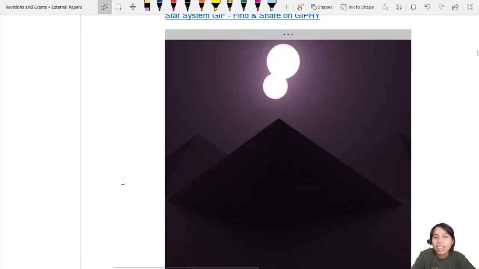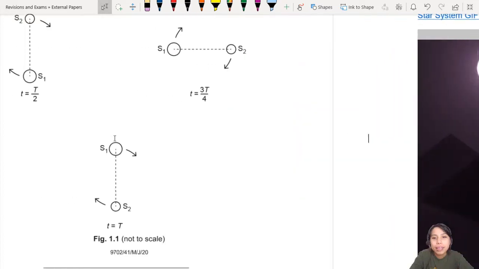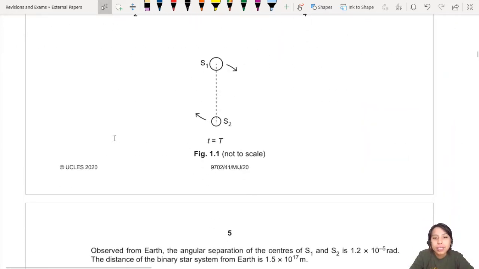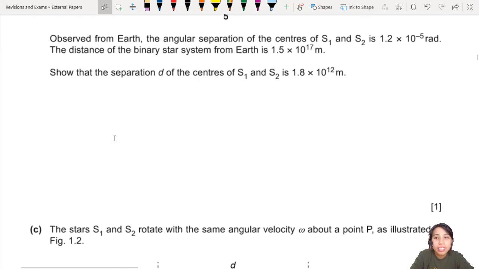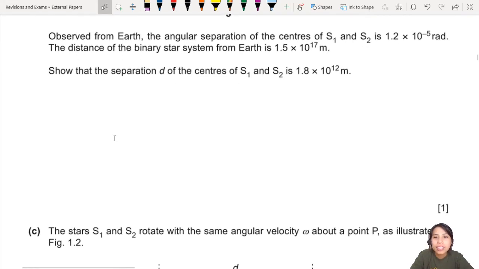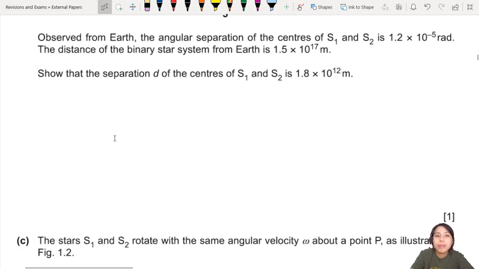They dance around each other. Very nice, very pretty. Anyway, let's see what they want us to do with this system. Observed from Earth, the angular separation is a very small angle. The distance of the binary star from Earth is a very big distance. Show that the separation of the centers is this.